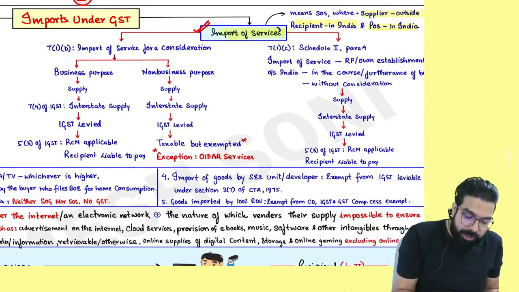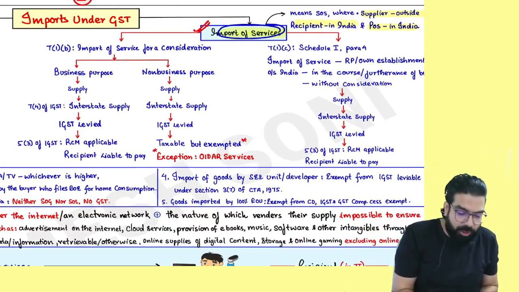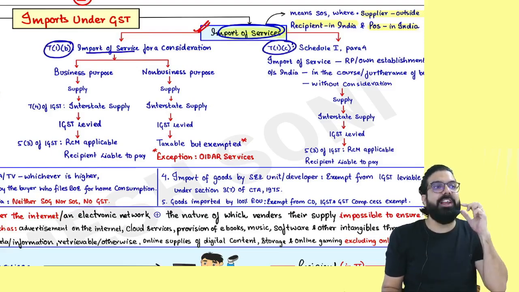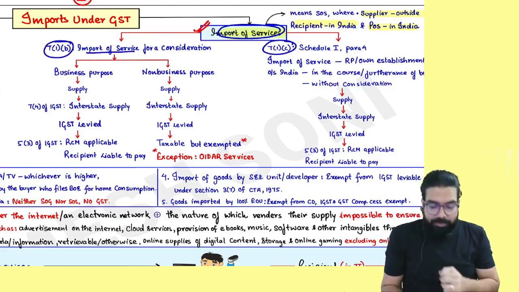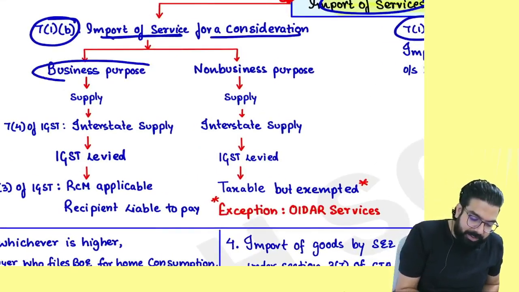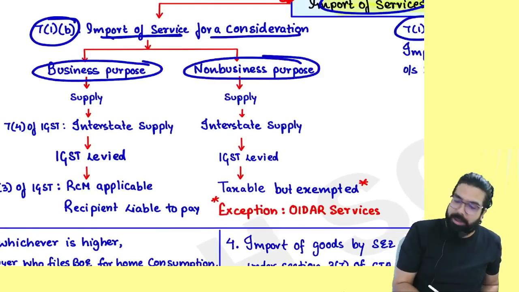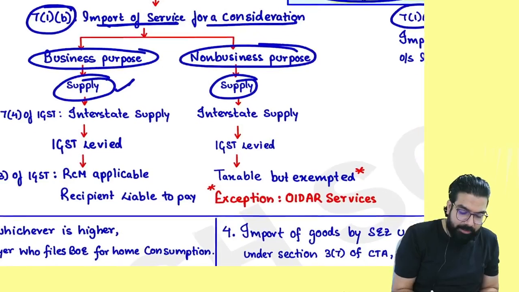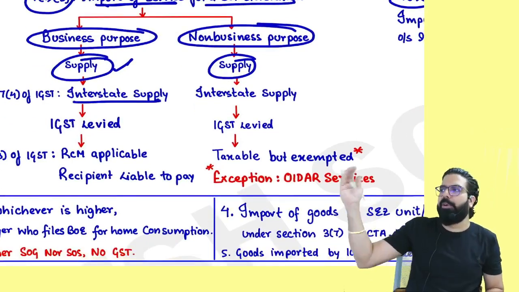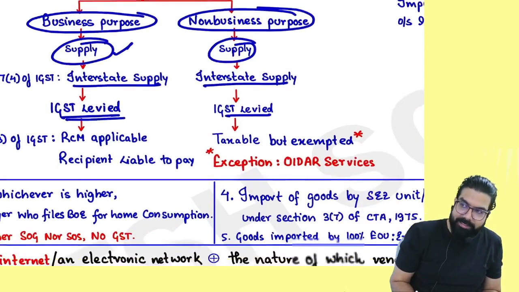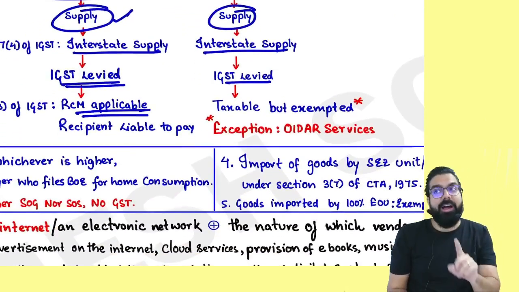Everyone over here now. Importation of service can be for a consideration, section 7(1)(b) and section 7(1)(c). We have already learned in the chapter of supply. Sir, if it is importation of service for a consideration, business purpose, non-business purpose, both are considered as supply. Business purpose also, importation is always interstate supply. You have to pay IGST. You have to pay under RCM.